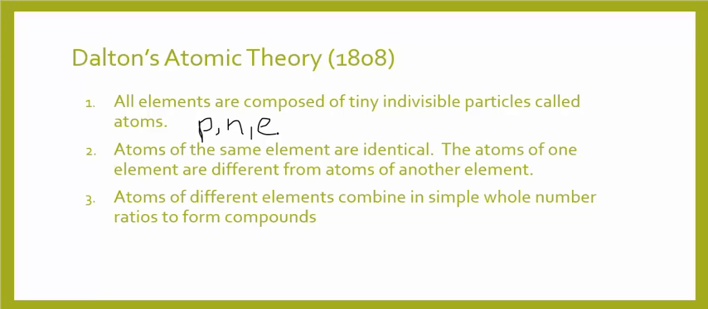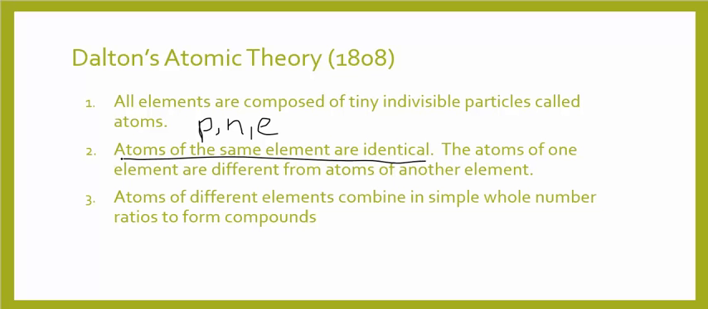Number 2, atoms of the same element are identical. So all atoms of oxygen are the same. All atoms of carbon are the same. Well, today we know this is not necessarily true because there are isotopes, which are the same element with different numbers of neutrons, so they have different masses. However, the atoms of one element are different from atoms of another element, so this is a true statement.